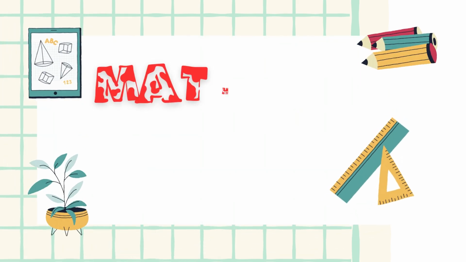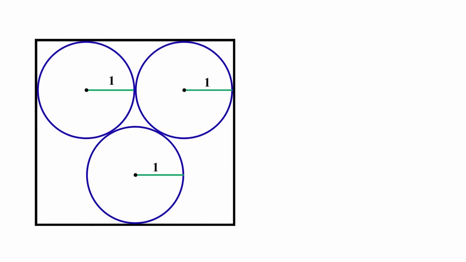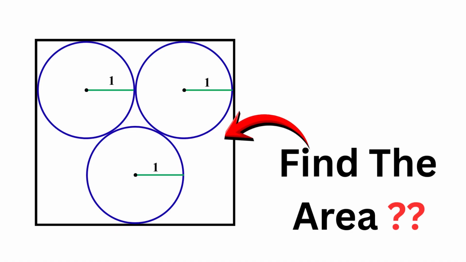Hello and welcome back. Today we have an interesting geometry math problem. The problem is we have three circles inside a rectangle. The radius is 1 unit each, and our job is to find the area of the rectangle.